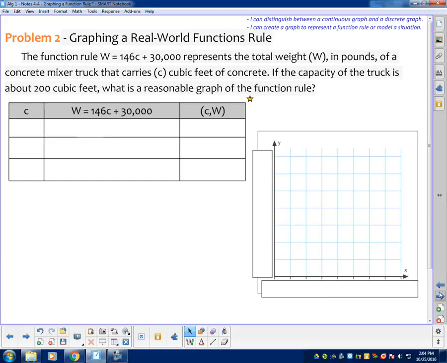Represents the total weight in pounds of a concrete mixer truck that carries C cubic feet of concrete. If the capacity of the truck is about 200 cubic feet, what is a reasonable graph of the function rule? So the function rule is W is the weight in pounds. So down here we have W, which is weight. And the unit is LBS, which is pounds.